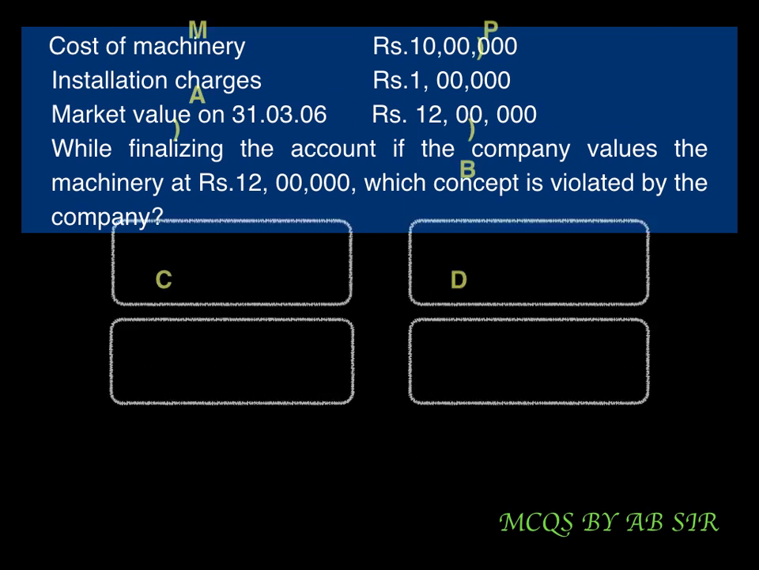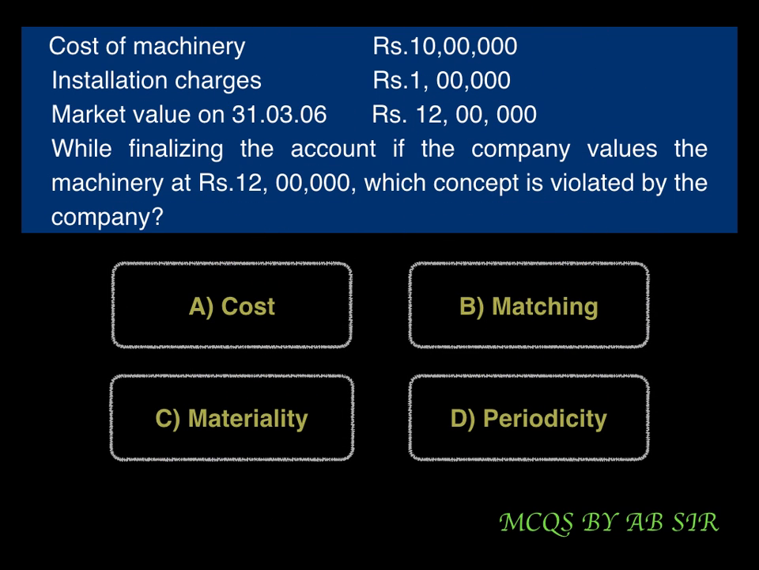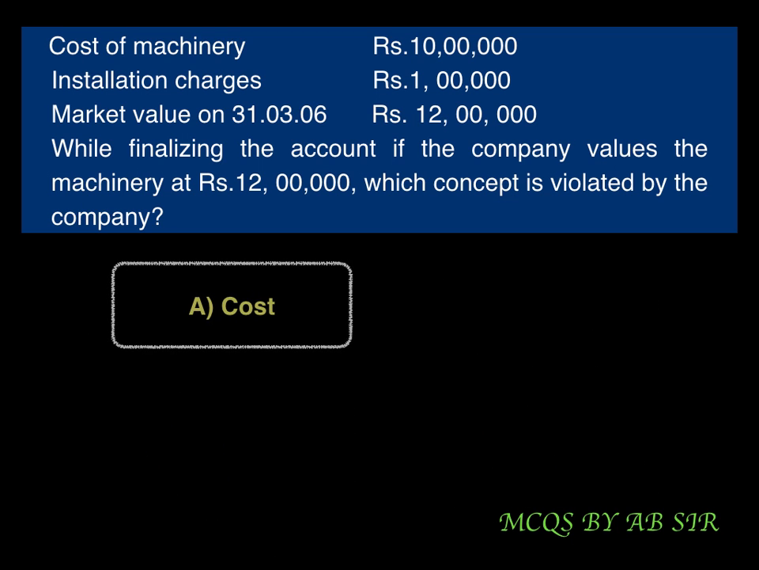So your options are: did they violate the concept of cost? Did they violate the concept of matching, materiality or periodicity? Which concept has been violated? Yes, the correct answer is option A. You should have recorded it at its cost, that is 11 lakh. Instead of that, you are recording it at its market value. So you have violated the cost concept. Alright, let's move to the next MCQ.